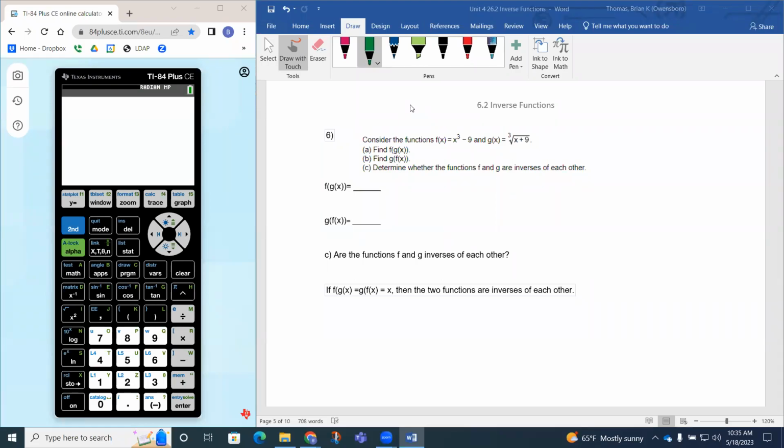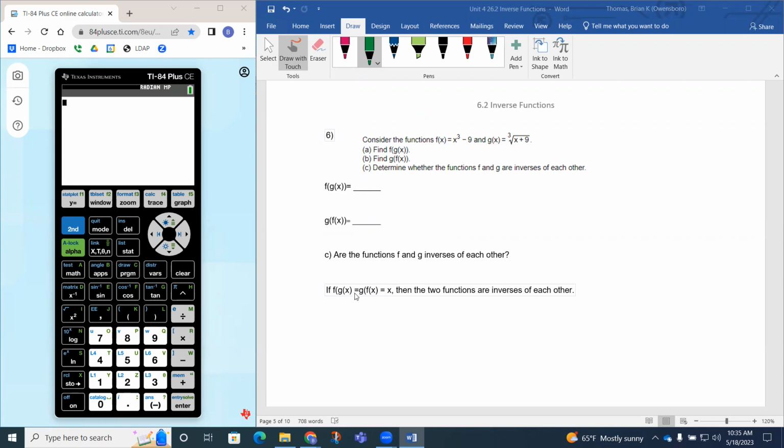So question 6, consider f of x equal to x cubed minus 9 and g of x equal to the cube root of x plus 9. Find f of g of x, and then find g of f of x and determine whether the functions f and g are inverses of each other.